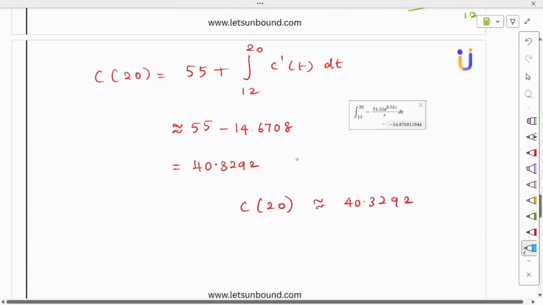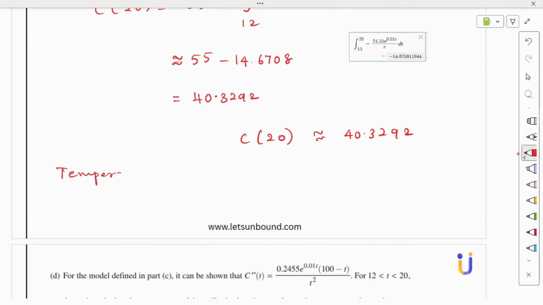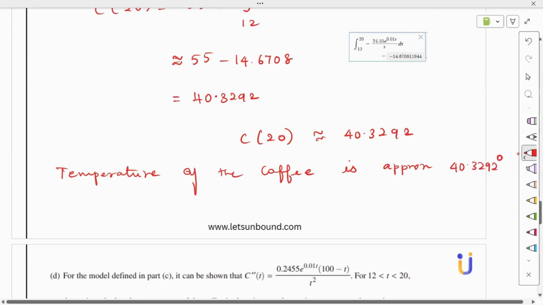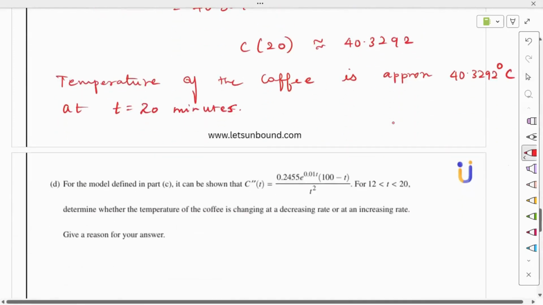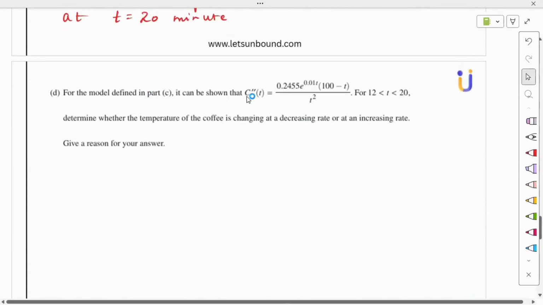What does it mean? If they ask for interpretation, we can mention. But still, this is the temperature of the coffee. The temperature of the coffee is approximately 40.3292 degrees Celsius at time t = 20 minutes. At 20 minutes, this is how the temperature is. Right? Simple. Last part. For the model defined in part C, it can be shown that C''(t) is this.